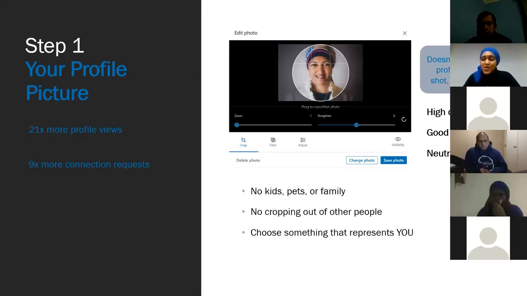Please, no kids, pets, or family. I know they are cute. I know you love them, but maybe save that for Facebook and not on your LinkedIn profile picture. Most definitely no cropping out of other people. You might think nobody can see, but people can see when you have cropped someone else out. And choose something that represents you.